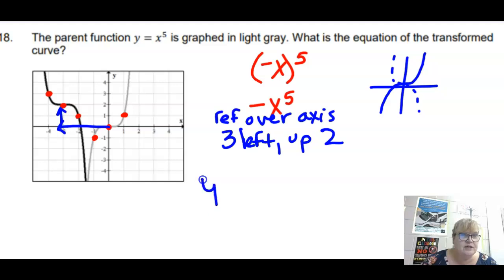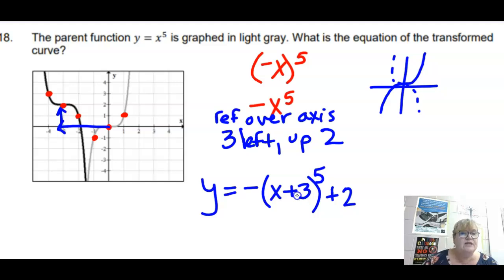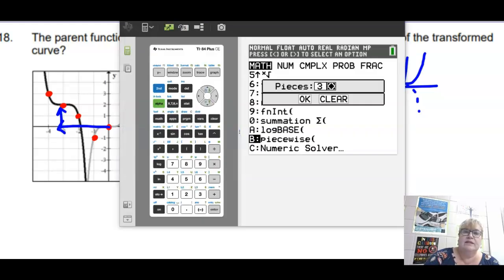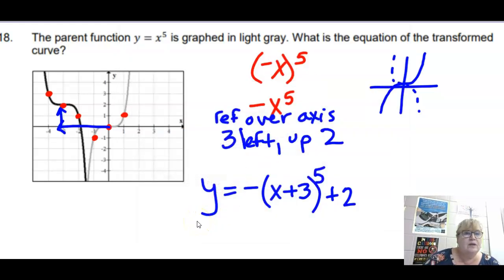All right, so finishing this up, we have reflected, left 3 would be plus inside here. It is still to the 5th power, that's the parent function, and up 2. And you could type this in your calculator. I don't have mine started. I'll just pull it up here in a second, and then we can type it in and look to see. It's going to be a little hard to tell unless you set your window exactly what theirs is. So I think I'm just going to minimize that, and we'll look at it in a little bit.